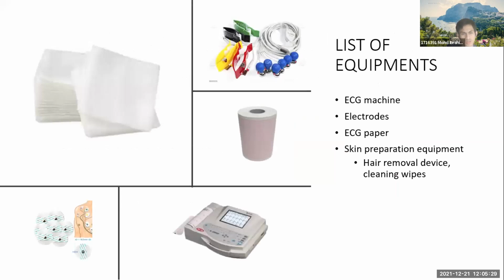The list of equipment in ECG are the ECG machine itself, electrodes, ECG paper, and skin preparation equipment such as hair removal device and also cleaning wipes to remove the gel when it is used. So the gel used is actually to improve the conductivity between the skin and the heart rate monitor electrode.